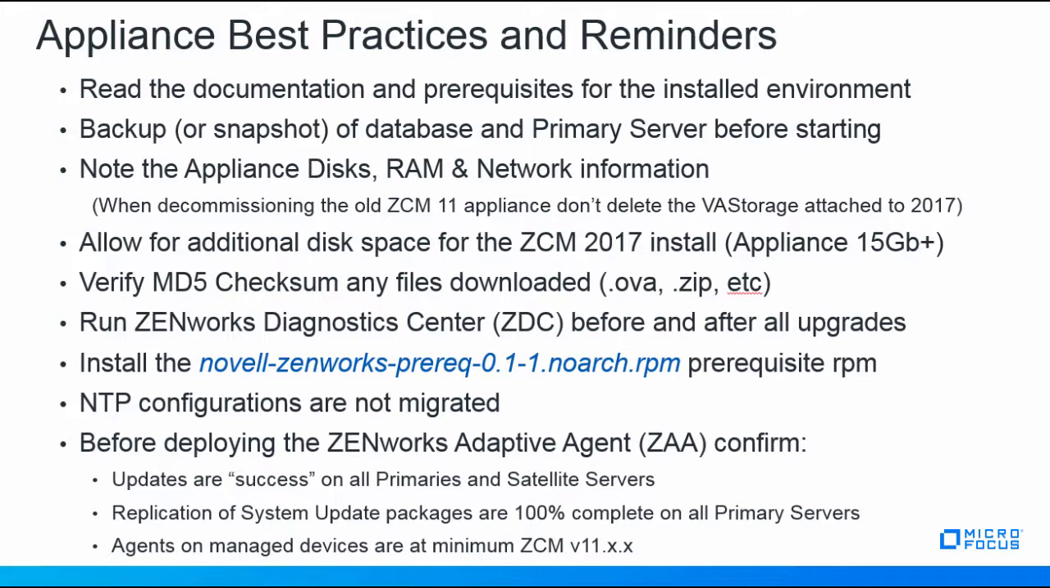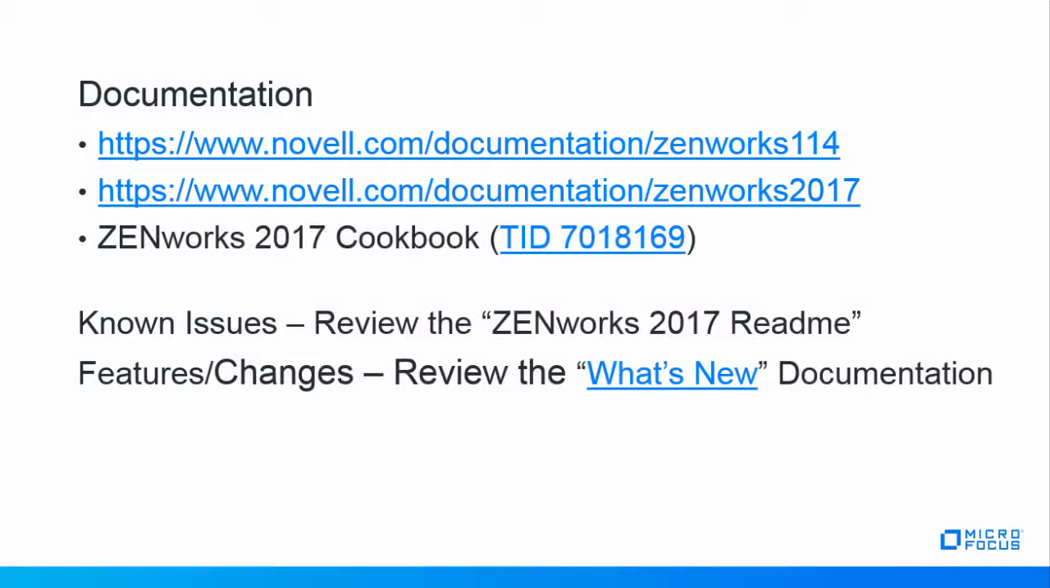And before deploying the Zenworks adaptive agents, confirm that updates are all successful on all primaries and satellite servers, and that the replication of the system update packages are at 100% complete, and the agents on the managed devices are at a minimum ZCM11. Some of the documentation listed here for the Zenworks 11 SP4 and the Zenworks 2017, as well as the Zenworks 2017 cookbook, TID 7018169. You can also review the 2017 README for any known issues. And for any feature changes that you want to review, you can see the What's New documentation.